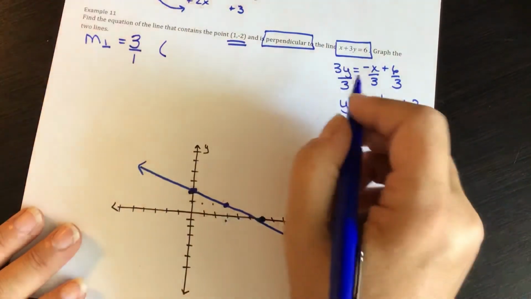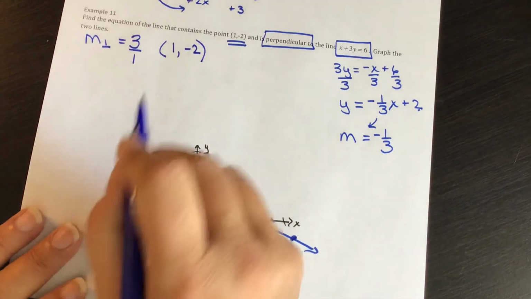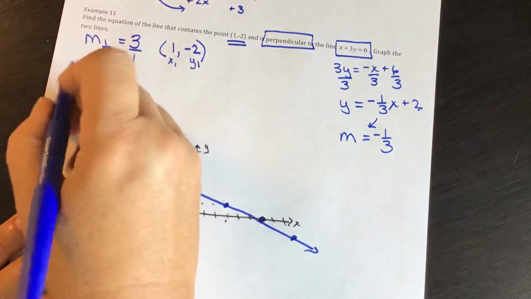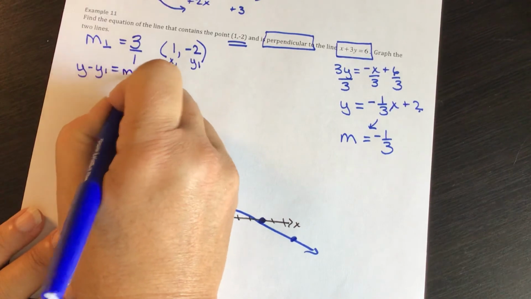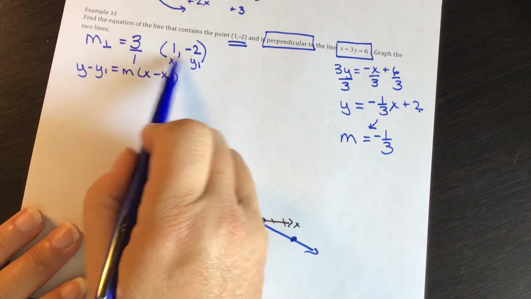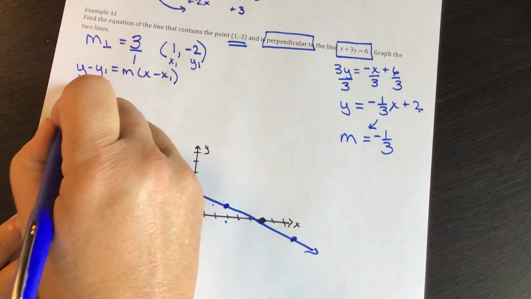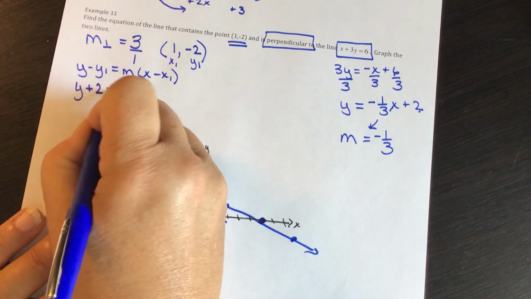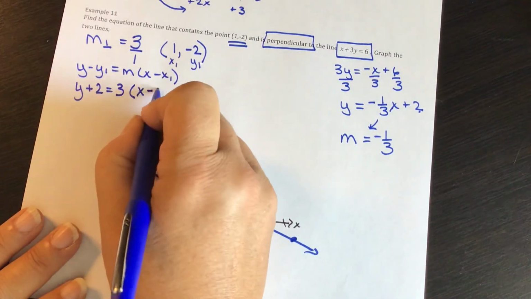And the point that it's going to go through is 1, negative 2. So remember, this is my x1 and y1 value. I'm using point slope form because that's the information I have. I have a point and I have a slope. I'm going to plug these values in. So I have y minus negative 2, so y plus 2 equals my slope, which is 3 times x minus 1.